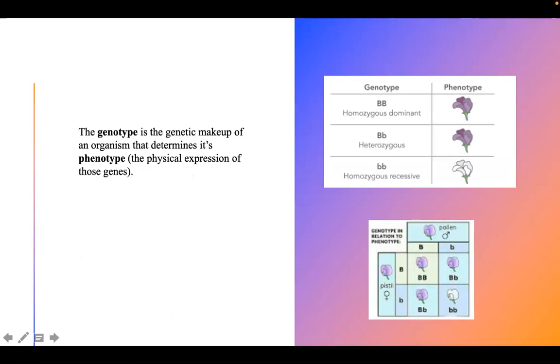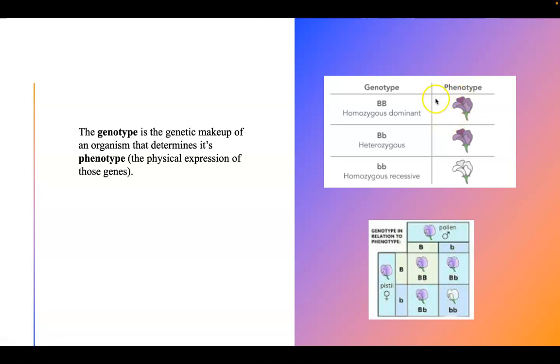So our genotype is just the genetic makeup, the genes that we got from our parents. And it's what determines the phenotype, because the phenotype is just the physical expression of those genes. So genotype says, what genes did you get from your parent? And phenotype says, how are those genes expressed?